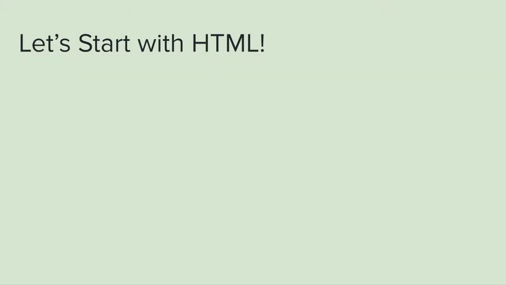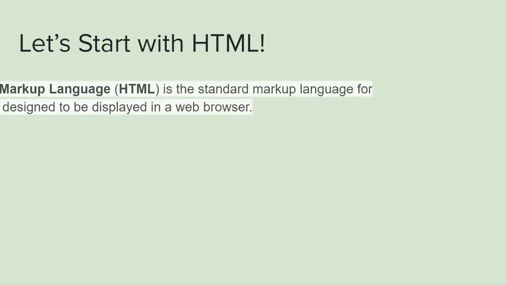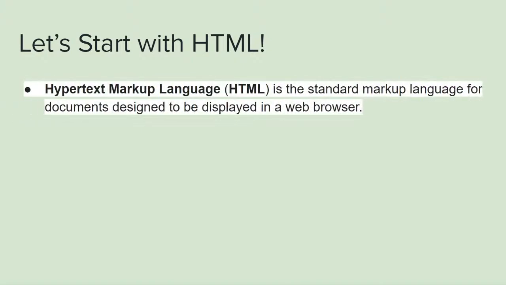So what is HTML? HTML is actually hypertext markup language. It is a standard markup language for documents designed to be displayed in a web browser, any web browser like Firefox or Chrome or anything like that. So what is hypertext? Hypertext is text that is relational to the browsers. They can be related to links, hyperlinks also.